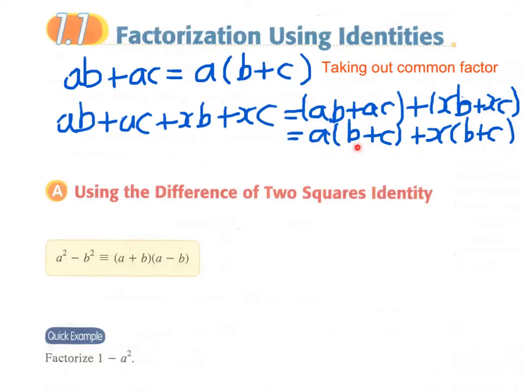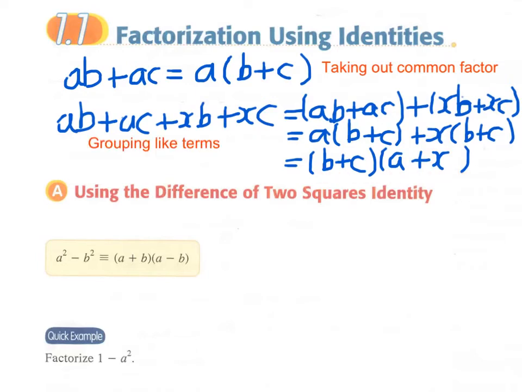It happens that we have another common factor, b plus c, here. And therefore, we apply the taking out common factor method again. b plus c times a plus x. Look, we have the a here again, and then we can write the a in the second bracket. And then we have another x here, and write it inside the second bracket. And the final answer will be b plus c times a plus x. And we call this method grouping like terms.